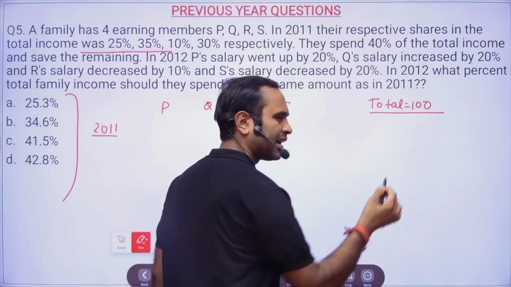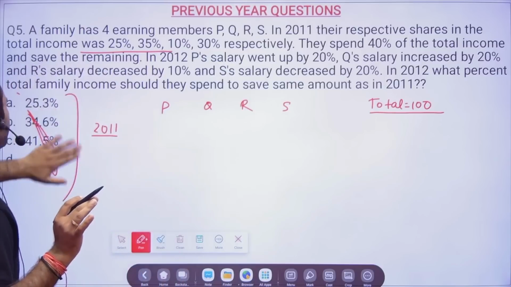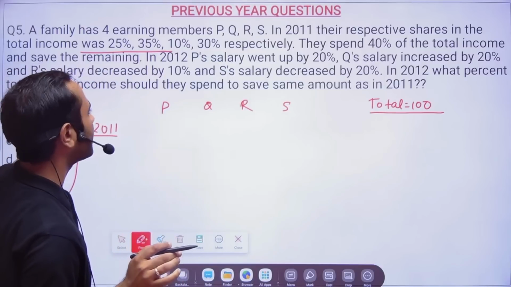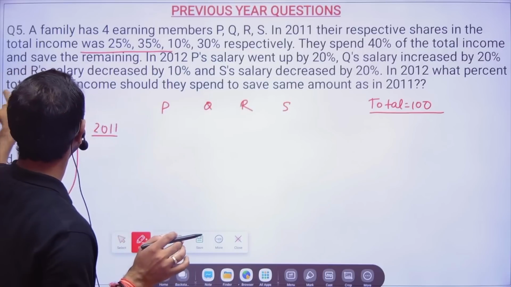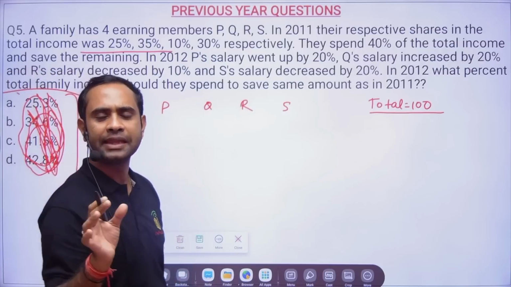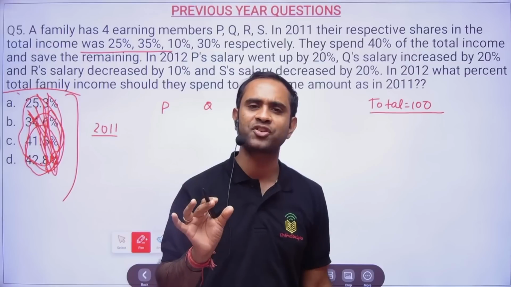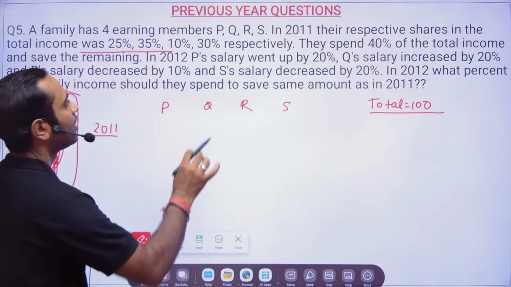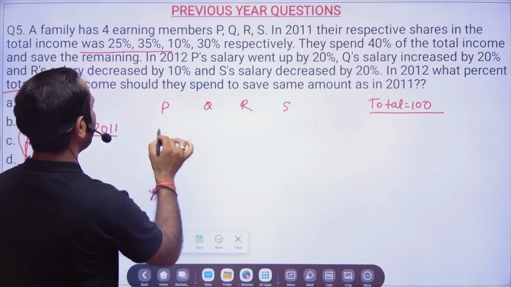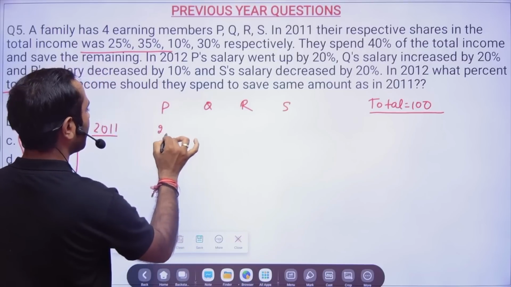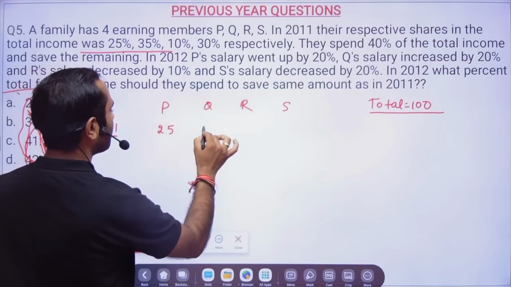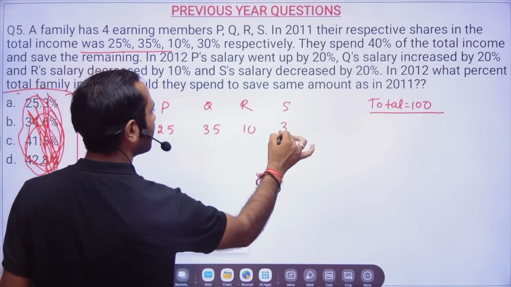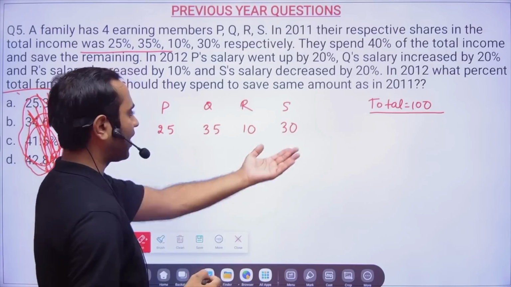Even if the option is not given, suppose it's a theta based problem, no problem. They are asking what percentage has been asked in the question. So even if it's a fill in the blanks problem, you go ahead and assume 100. So P share is 25%. So 25% of 100 is 25. 35% of 100 is 35. 10% of 100 is 10, and 30% of 100 is 30. If you add everything, it will be 100.